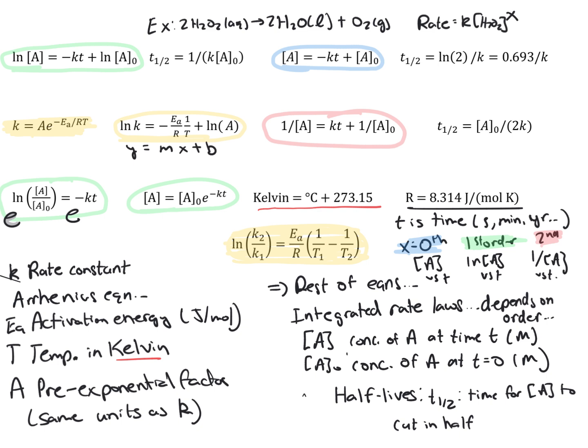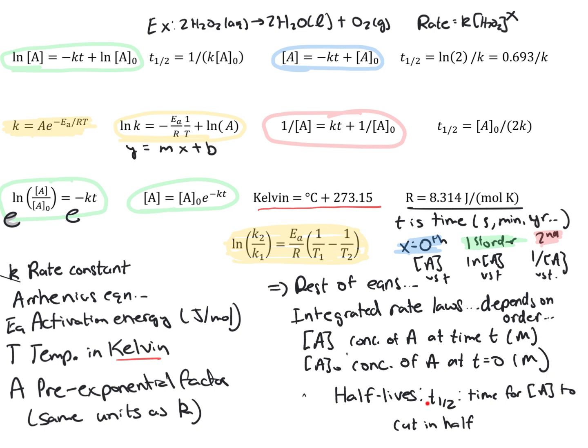Those are always going to be useful. If I figure out k and I figure out the order, now I can go and say how much of my hydrogen peroxide is left at a given time, which is going to be important in a lot of the different problems that we solve.